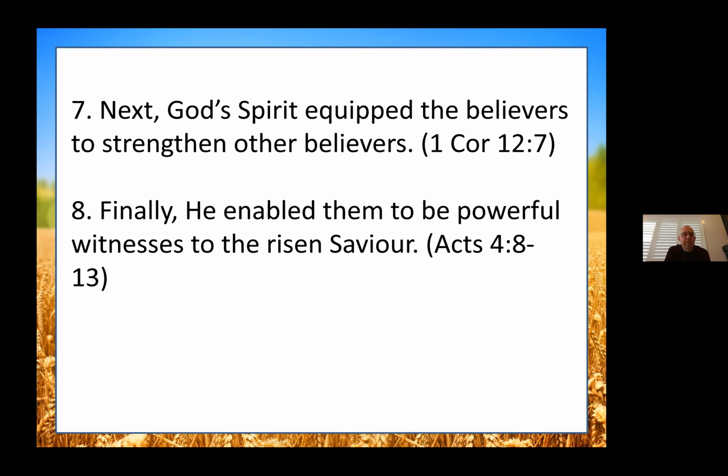Next, God's Spirit enabled the believers to strengthen other believers. Remember, he's put us into this new community, this body, the church. We're connected to God and to every other believer. And in the local church, he's designed it so he's given each of us a spiritual ability, spiritual gift, that when used under God's direction, will spiritually encourage and equip and build up the other believers in my church. And we see the New Testament church using their gifts and building each other up according to the gifts given to them by God.